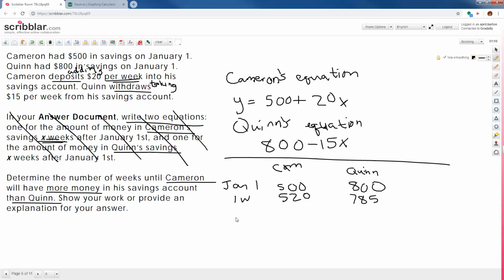Okay. So I would just do a whole bunch at once and I would write all this out. You're not going to get full points unless you show all of this. I would say, okay, Cam gets $20 every week. I'm going to just keep adding $20 for a bit.